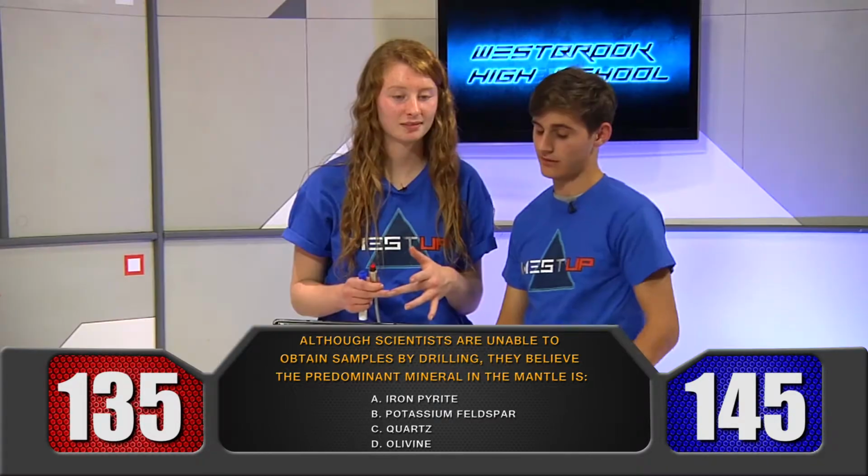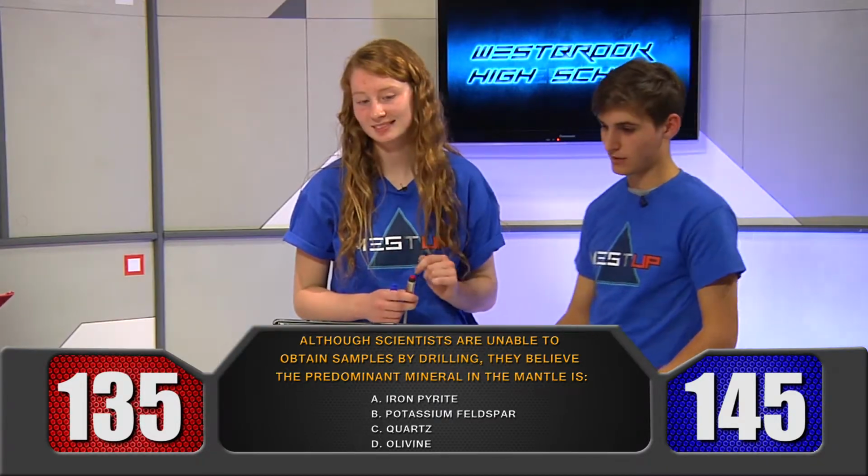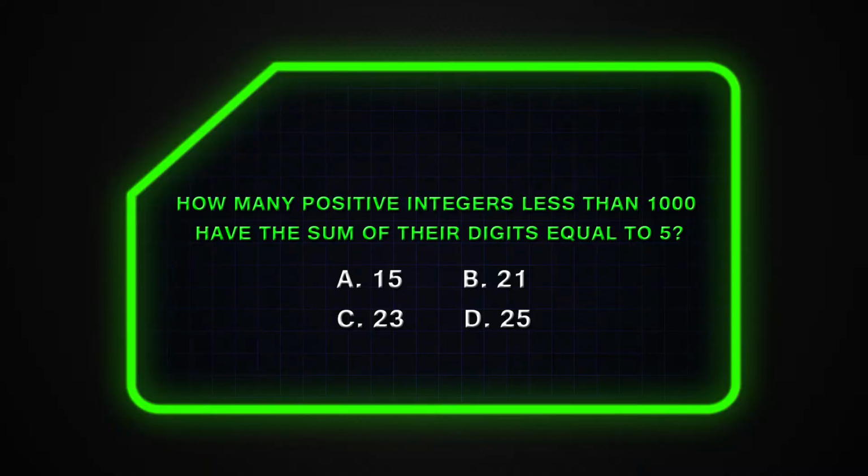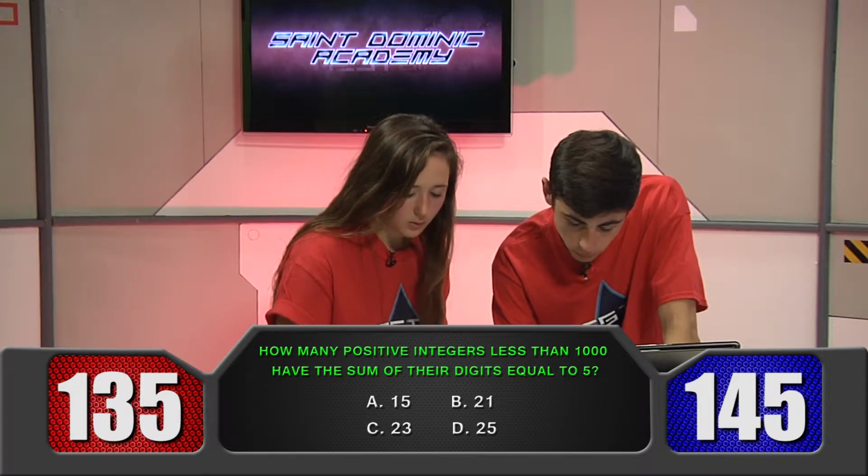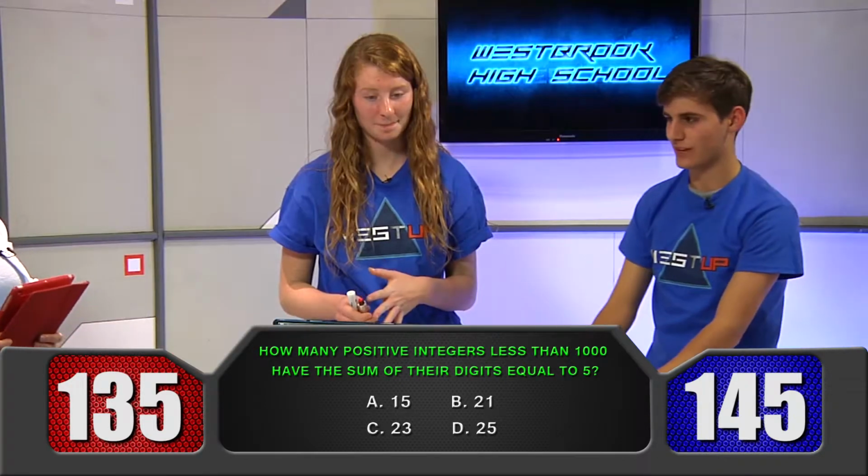Yeah. All right. Come on. Math for 10. Okay. Yeah, we're gonna see them all anyway. How many positive integers less than 1,000 have the sum of their digits equal to 5? Oh boy. Blue team. C, 23.